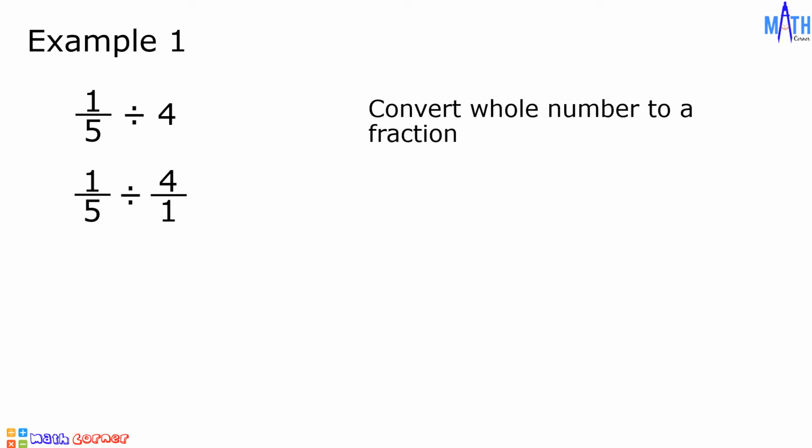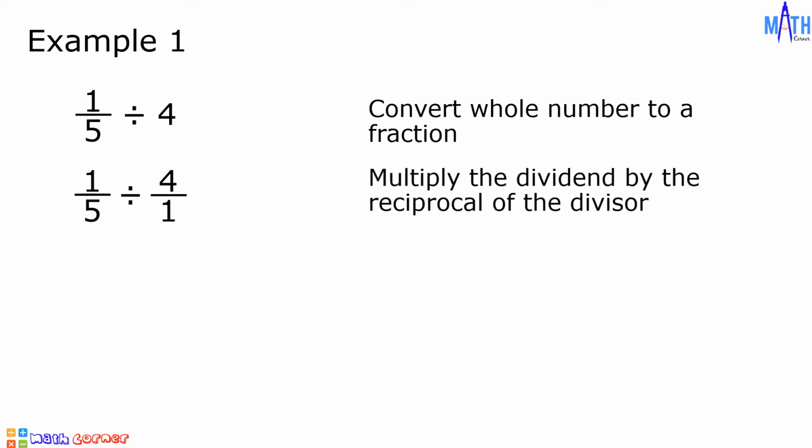To divide fractions, we will multiply the dividend by the reciprocal of the divisor. We have 1 over 5 multiplied by 1 over 4. Let us multiply the numerators and the denominators. 1 times 1 is equal to 1 over 5 times 4 equals 20. Since 1 over 20 is already expressed in lowest term, 1 over 5 divided by 4 equals 1 over 20.